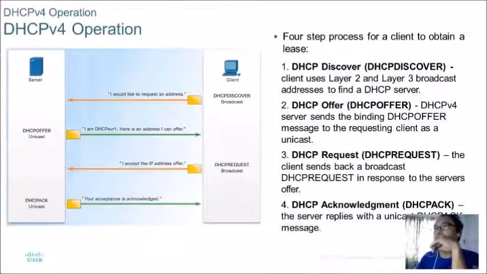Okay? So you can see here on the side, first is the DHCP discover. Okay? In this DHCP discover, the client uses layer 2 and layer 3 broadcast addresses to find the DHCP server. So basically, the client is the one asking for the DHCP service, rather than the DHCP server automatically giving out an IP address, not yet. So the client discovers first. Upon discovering, the DHCP will offer. So the DHCP version 4 server sends a binding DHCP offer message to the requesting client as unicast.